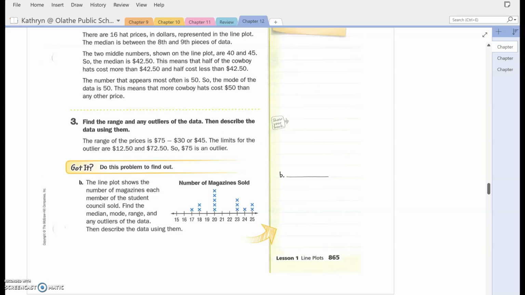Not saying that there's always going to be an outlier. There may or may not be. But we're going to take a look at some of this data. It says the line plot shows the number of magazines each member of the student council sold. Find the median. Okay, we're going to find the mode. And then we're going to find the range. And then we're going to have to find the outliers, which means I'm going to need to find my Q1, my Q3, and my interquartile range. So we just keep this in mind.